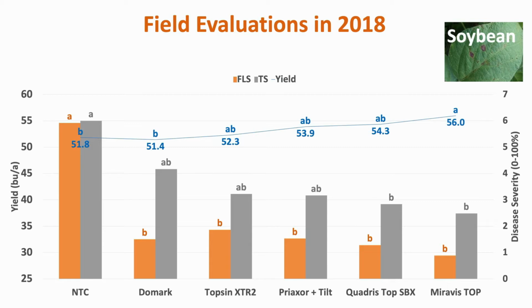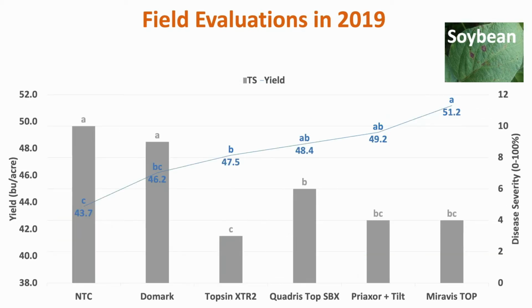In 2019, the data is pretty similar. We had a low frog eye year this year, so we left frog eye out of the ratings. But again, just like 2018, we see that single mode of action of Domark, that DMI fungicide, doesn't seem to really work that well on target spot, whereas all of our other treatments statistically reduced the amount of target spot in the field. But then when we look at yield, all of our products except that Domark seem to statistically increase yield. And then when you look at the sheet of paper that everyone has, you can see that we've broken down each of the treatments into their different varieties.